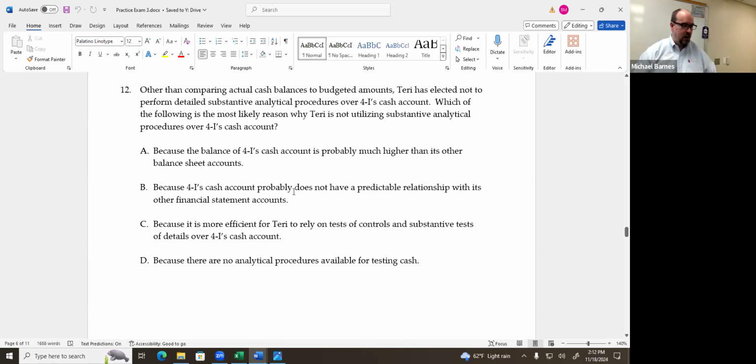Let's just go through the other answers real quick for context. Because the balance of 4i's cash account is probably much higher than its other balance sheet accounts. Is cash usually the highest balance sheet account? No, usually it's a long-term item that's higher.